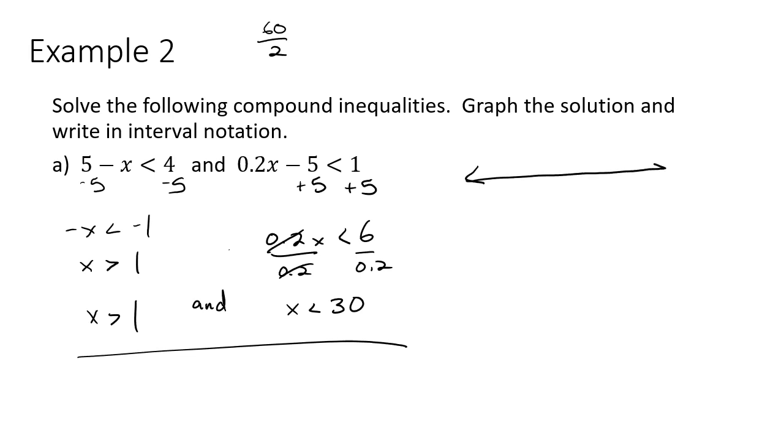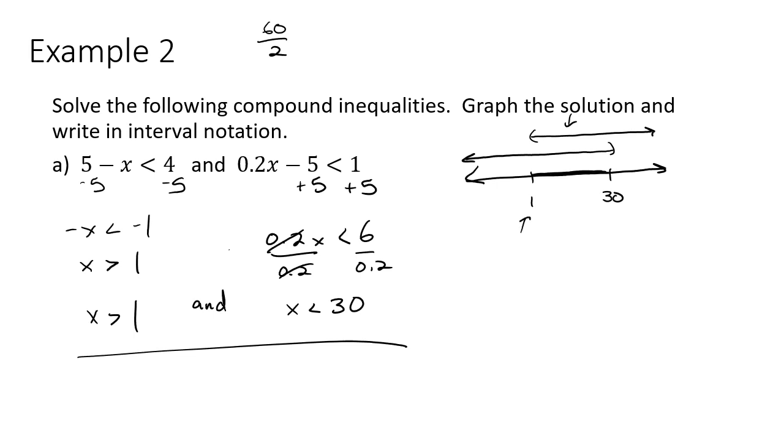So let's figure out where that applies to. For x is greater than 1, that's going to be 1 and all the stuff to the right, everything greater. For x is less than 30, that would be all the things smaller than 30, 30 and less. And so the overlap of these two intervals is going to be the region in between 1 and 30.